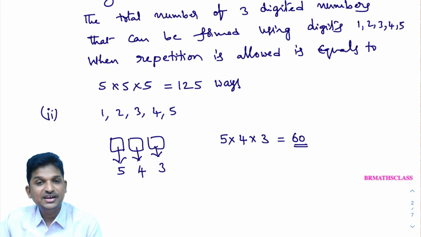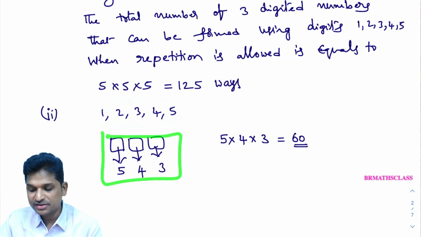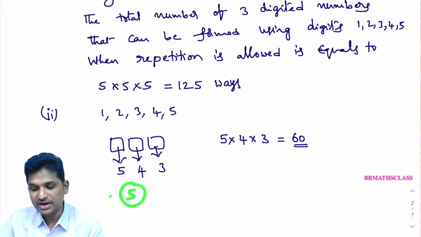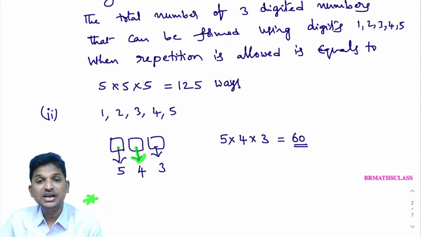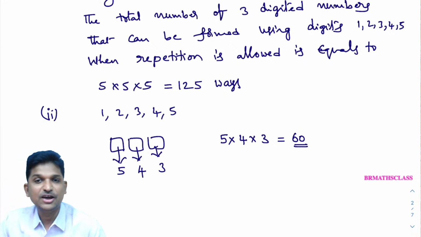So the point is, if I write the notes, it takes so much time. So I recommend you write the notes like this. First, write the given digits 1, 2, 3, 4, 5. Then draw 3 boxes like this. Then write the first step like this: as repetition is not allowed, the first box can be filled in 5 ways. Step number 2: as repetition is not allowed, the second box can be filled in 4 ways with the remaining 4 digits. And the third box can be filled in 3 ways. Therefore, by the fundamental principle of multiplication, the total number of 3-digit numbers that can be formed using the given digits when repetition is not allowed is 5 into 4 into 3, which equals 60. I hope you understand this.